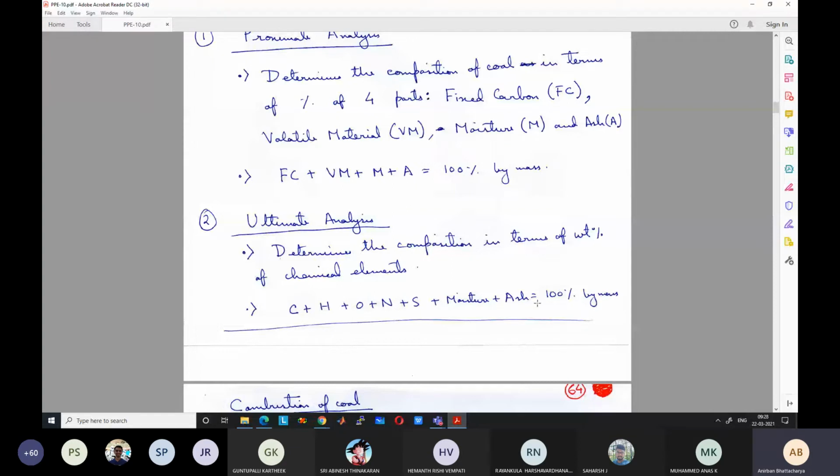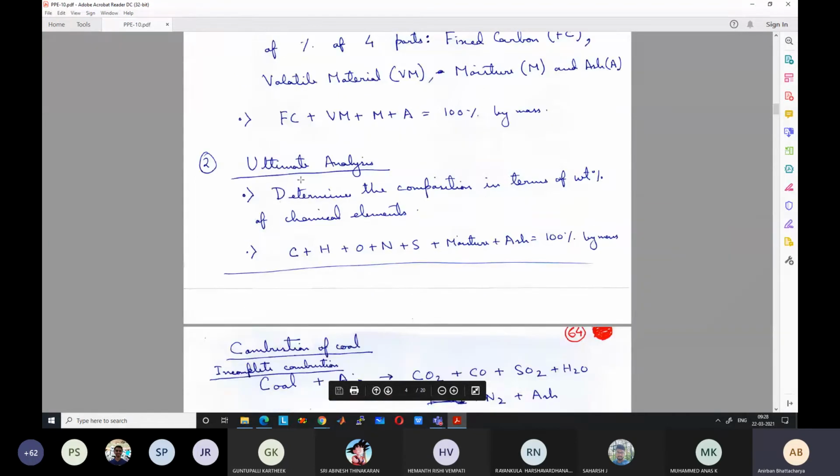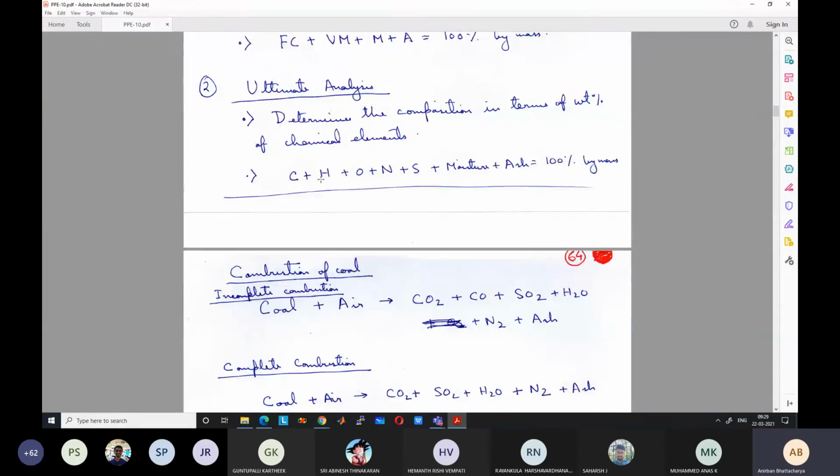Then there are non-combustible materials, which are together known as ash. This can be different types of carbonates, silicates, things like that, which will not take part in the combustion process. These together constitute the entire amount of coal. So from ultimate analysis, we will know the weight percentage of carbon, hydrogen, oxygen, nitrogen and sulfur, the weight percentage of moisture, and the remaining amount will be ash.